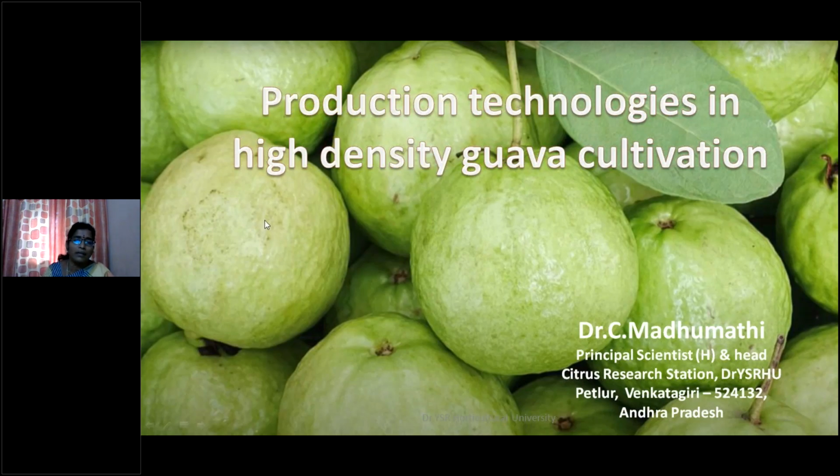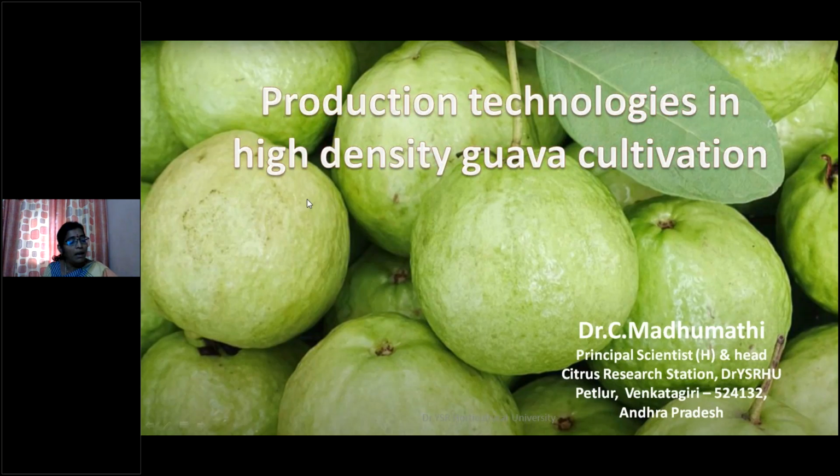And why do we have to take up high density planting in guava? Earlier, guava used to be sold for 8 to 10 rupees in the market. But in recent years there have been a lot of changes in guava fruits, and guava is now sold in the market for 50 to 60 rupees per kg. So it has become a highly remunerative crop for the growers. That's why guava cultivation is popular, and farmers are also interested in it.